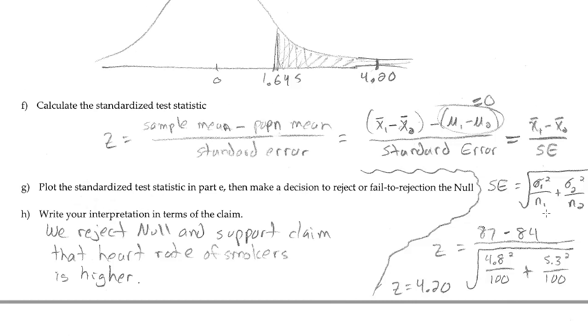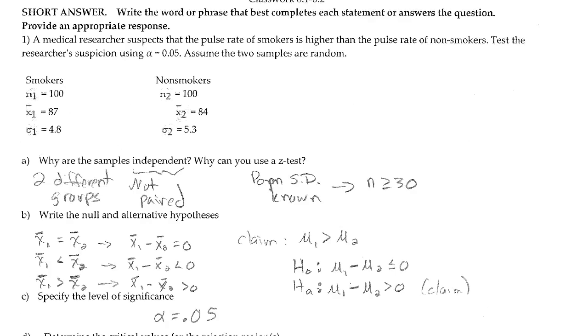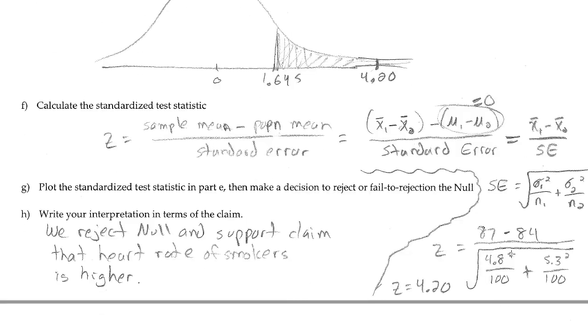So based on the problem, I'm plugging in all of my information. Sample 1's mean was 87, sample 2's mean was 84. So here's my 87 and my 84. My sample sizes were 100, and then these were the standard deviations. I need to square them to get the variance, right? And that's what we're doing here. So we plug all that in a calculator, we get 4.20.